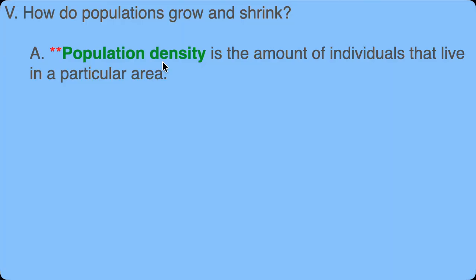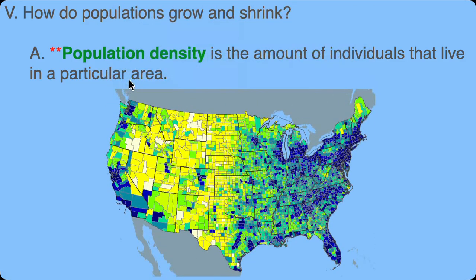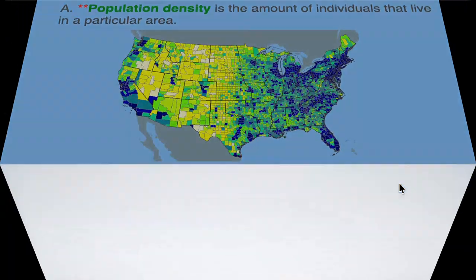Population density is one of the methods that biologists use to figure out how many of a particular organism are in an area. So population density is just how many organisms live in a particular area. You frequently see things like this with humans. Here's a population density map of the United States, and what do you notice? On the East Coast, it's very densely populated. On the West Coast, densely populated, and then in the middle, you have very little population density.